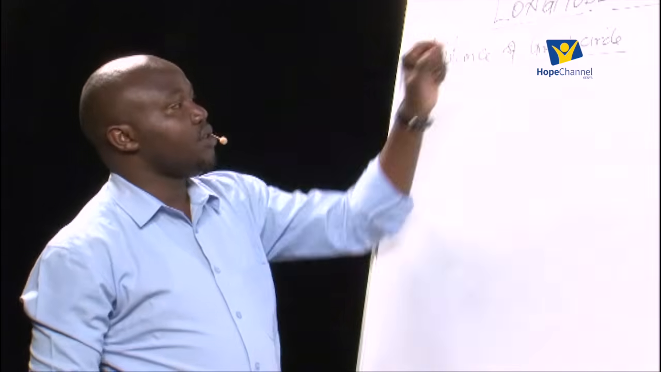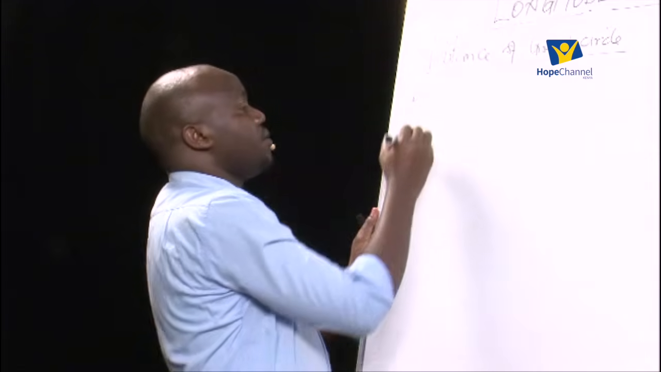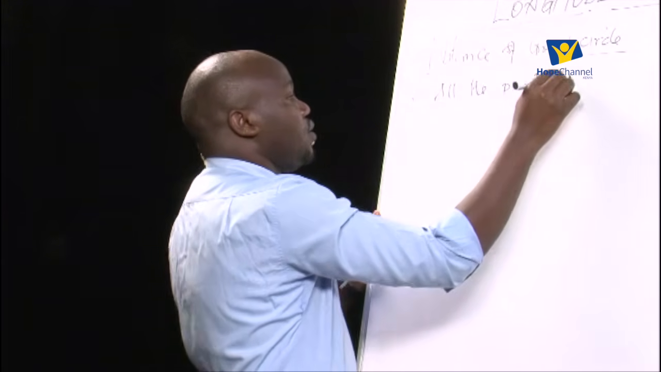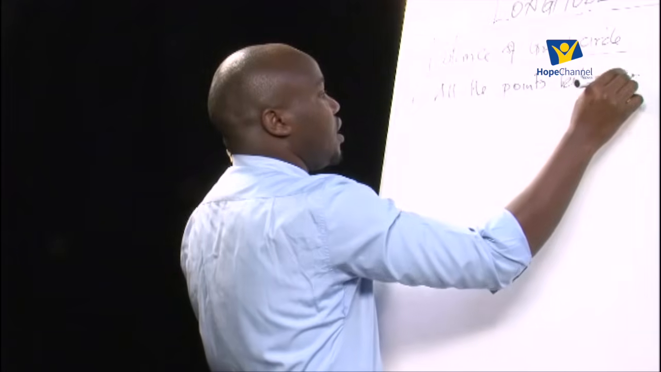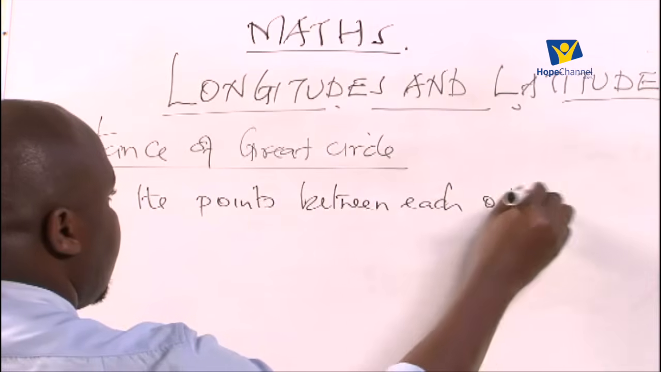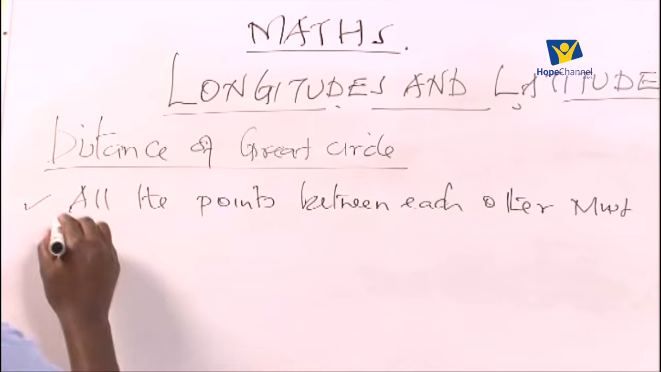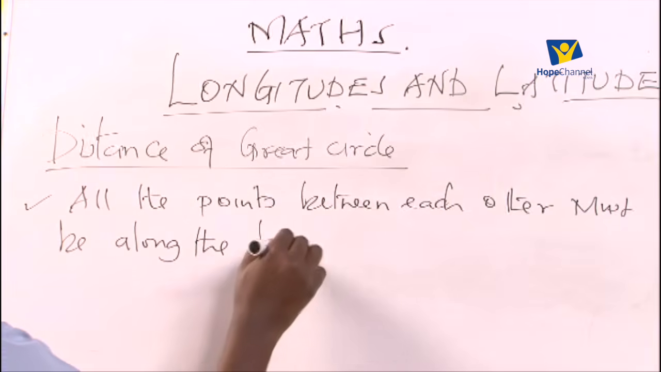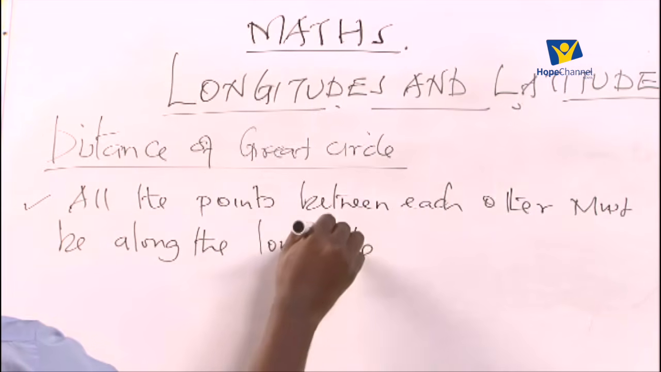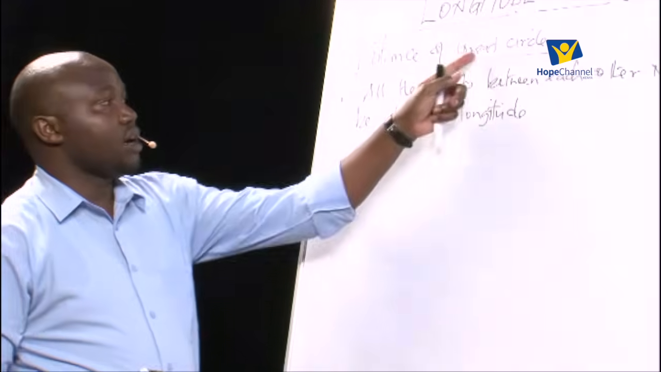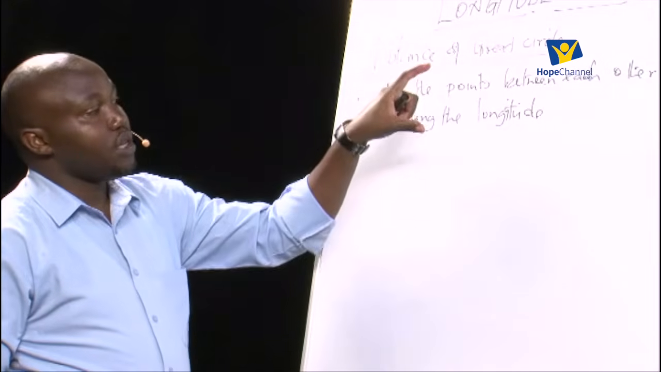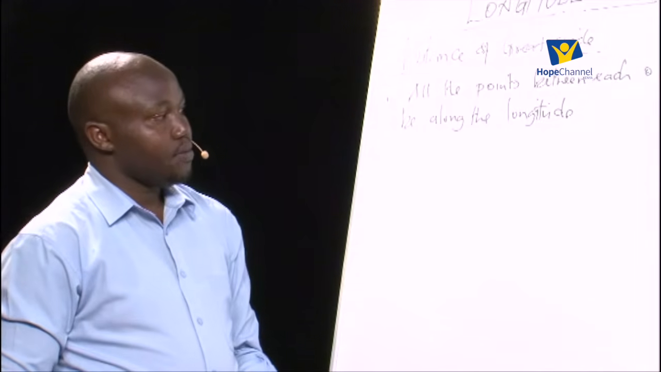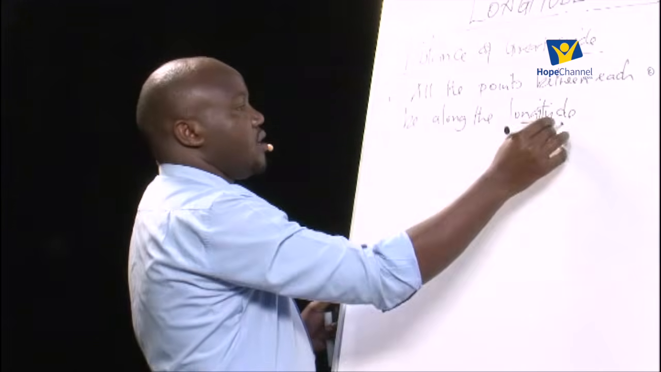For any points to be considered as a great circle, all the points between each other must be along the longitude. Mark that. So for a great circle, the distance between the two points, all of them must lie on the same longitude. If you find that, then you're dealing with a great circle.